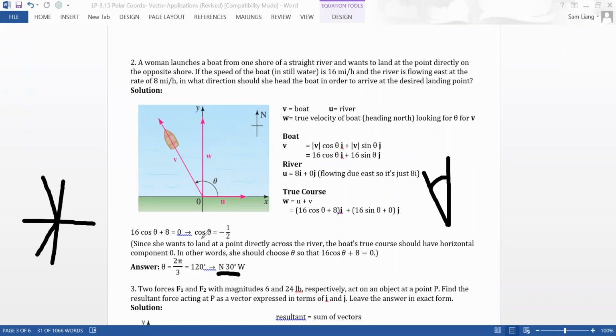But let me know if you have any questions. I know this problem can be confusing, right? There's a lot of things we have to pull from the word problem. One of them being 8i, right? That has to be dissected from these words. And then 16 cosine theta plus 8 equals 0. That's another thing we have to translate from the given information.